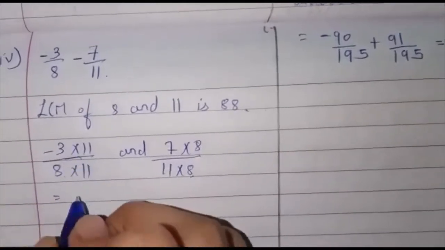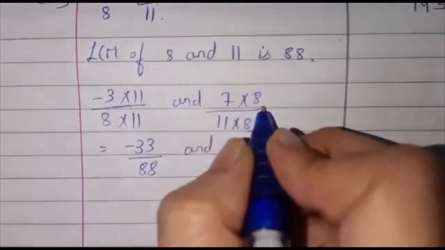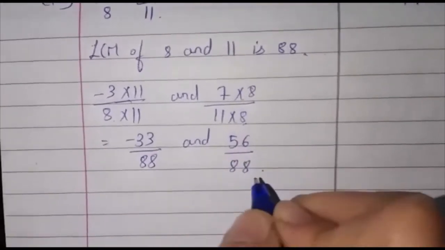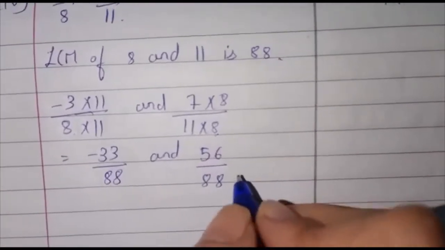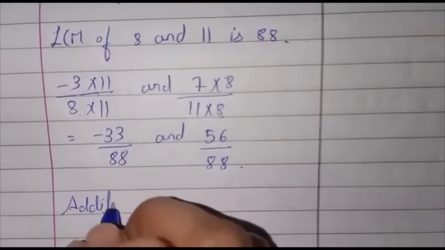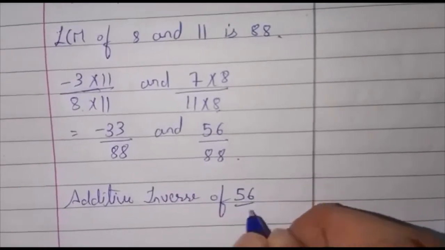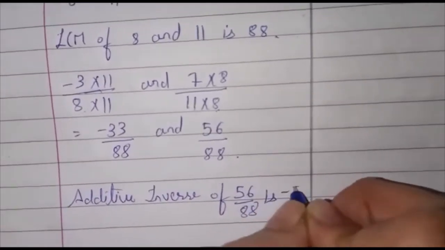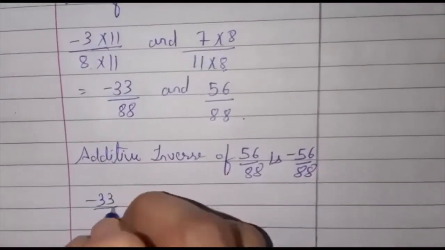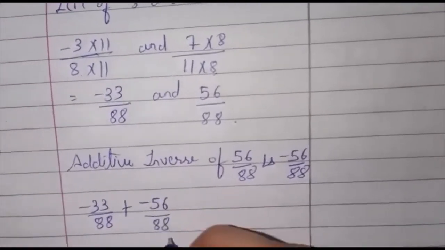Now minus 3 into 11, that gives minus 33. 11 8s are 88, and 7 into 8, 7 8s are 56. 11 8s are 88. And now as we know, we need to add additive inverse in subtraction. So this we will do additive inverse. Okay, so additive inverse of 56 upon 88 is minus 56 upon 88. And now we will solve. Minus 33 upon 88 plus minus 56 upon 88.